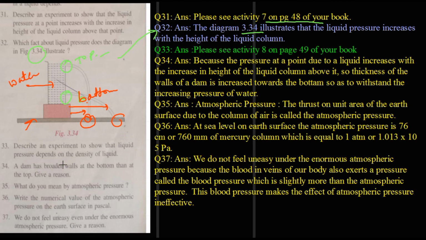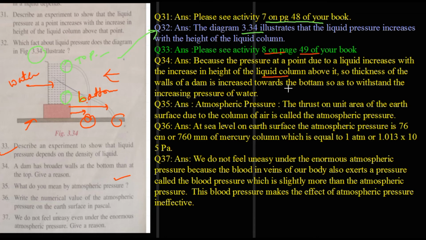So question number 33, describe an experiment to show that. This is activity 8 on page 49 of your book. Question number 34, a dam has broader walls at the bottom than at the top. Give a reason. The reason behind this is that pressure at a point due to a liquid, just as we have seen here, increases with the increase in the height of the column above it.